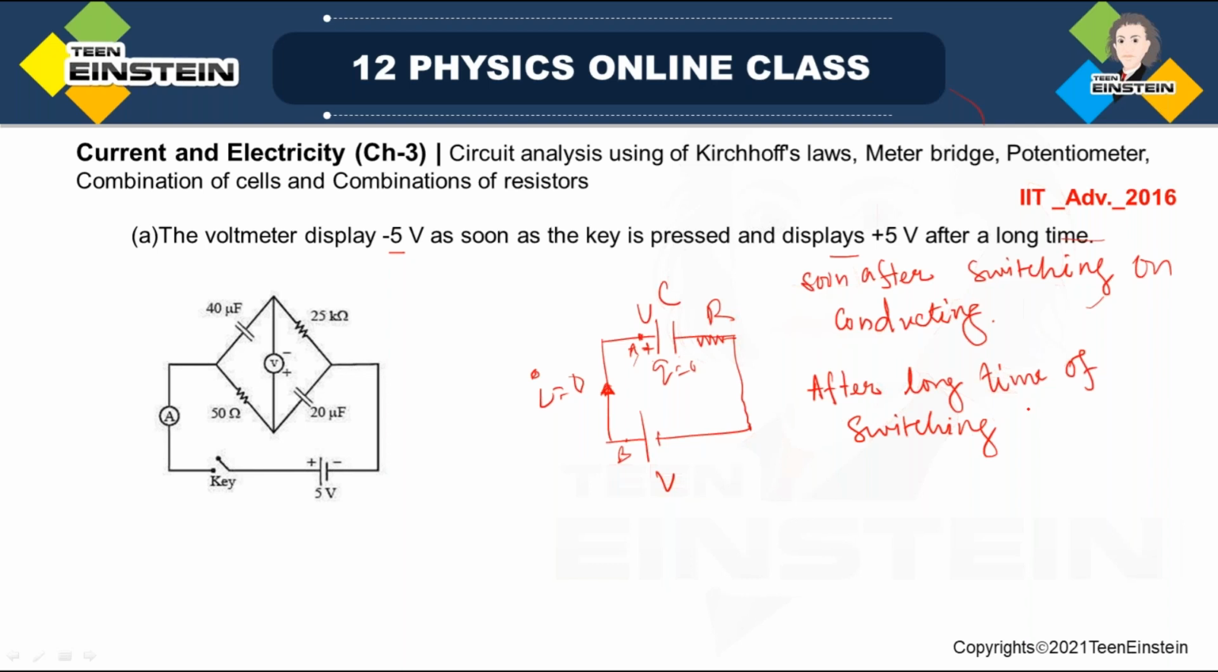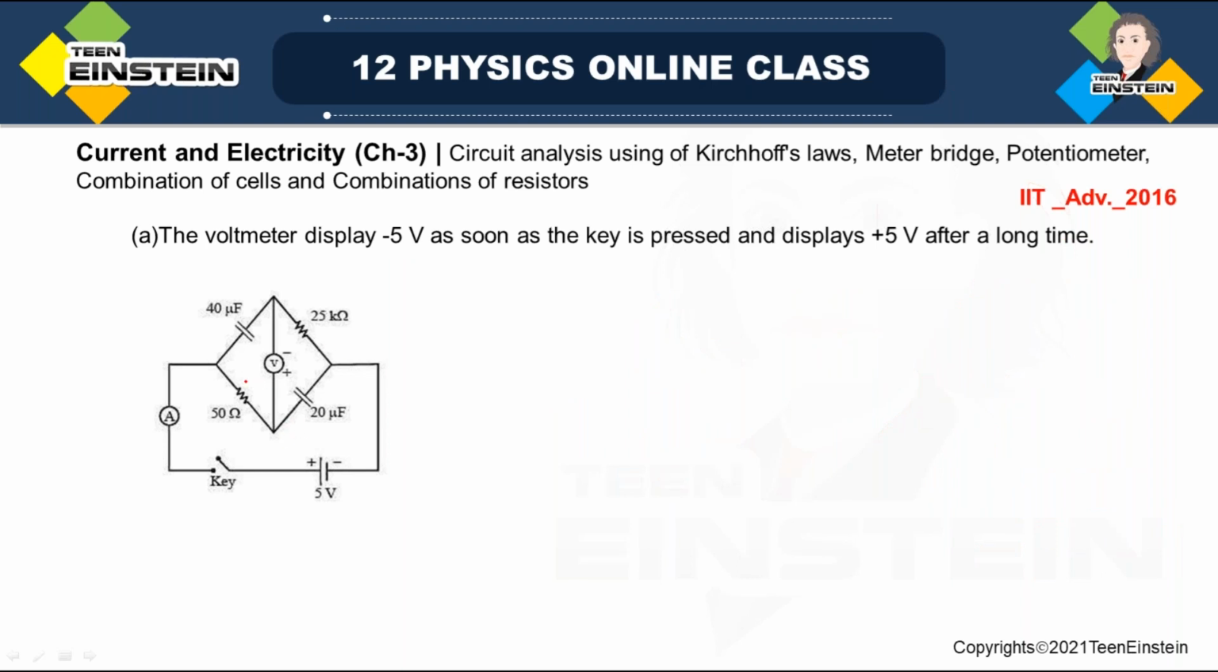After a long time of switching on the key, the capacitor acts as an open path. Open path means there will be no flow of current. So with this concept, look what we can do. If we just take this, suppose there are two loops. This is L1, this is L2. We can actually use Kirchhoff's voltage law, KVL.